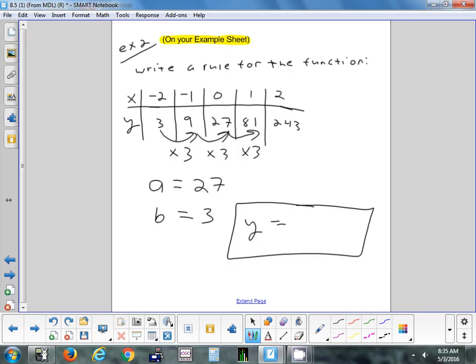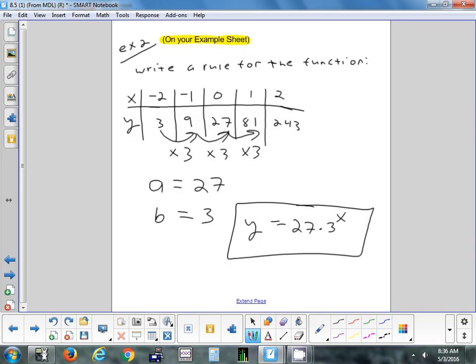Y equals 27 times 3 to the x. Yep, times 3 to the x. Perfect. You don't do anything else with that. Okay? I think in the past, I've seen some people do 27 times 3. You can't do that. So don't try to do that. Remember, y stays as y, x stays as x. The only thing you're plugging numbers in for is your a and your b.